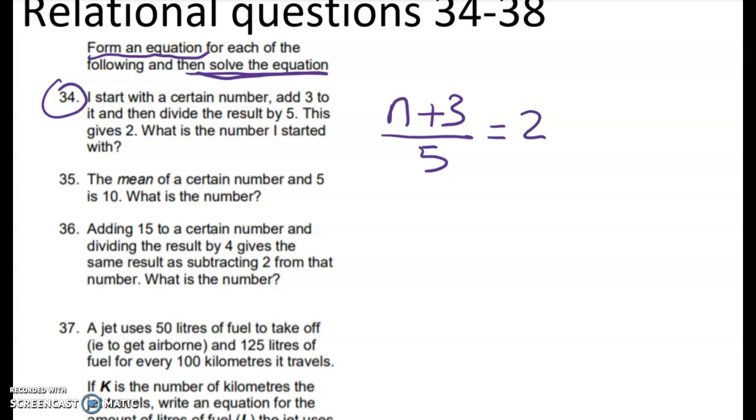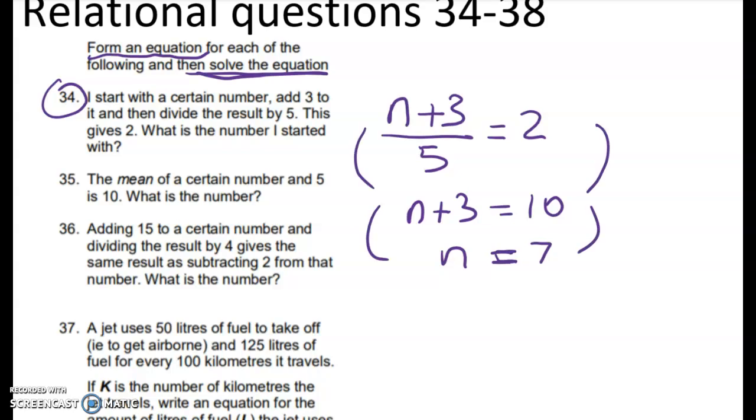So we're told that we need to solve the equation to do that. I'm going to times both sides by 5. I get n plus 3 equals 10. Now I'm going to subtract 3 from each side and I get n equals 7. So there you go. Now you don't have to do your loops to show you working. It's fine to just set it out logically like that.